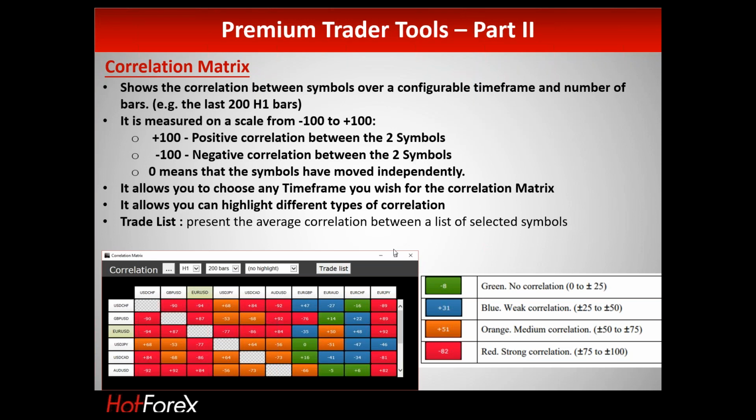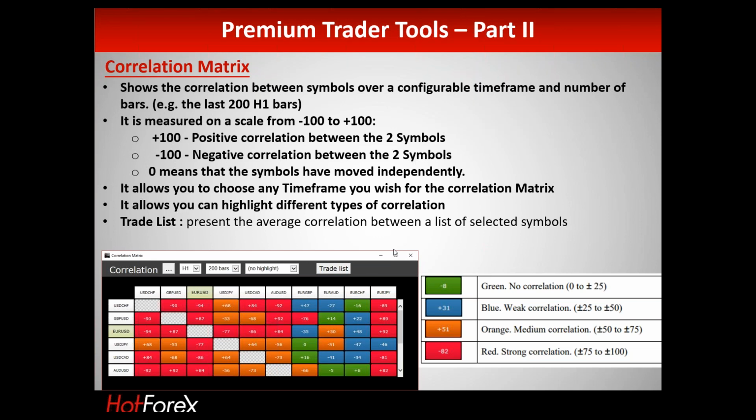So the last part of our webinar has to do with correlation. We have two tools for correlation: the correlation metrics and the correlation trader. The first one, the correlation metrics, is simply a metrics which gives you the percentage of correlation that some symbols have against some others.